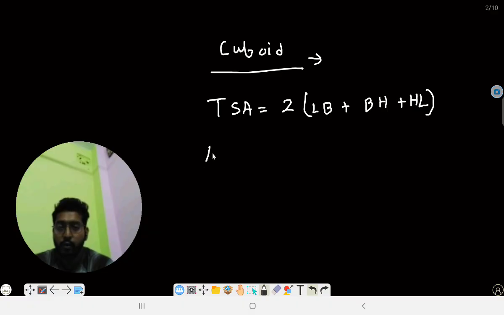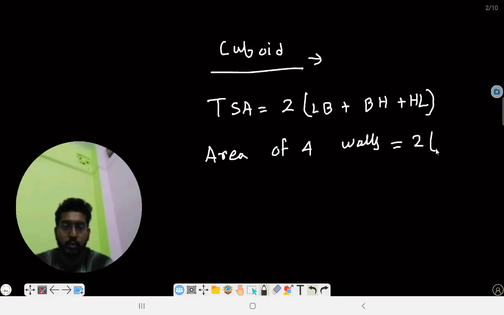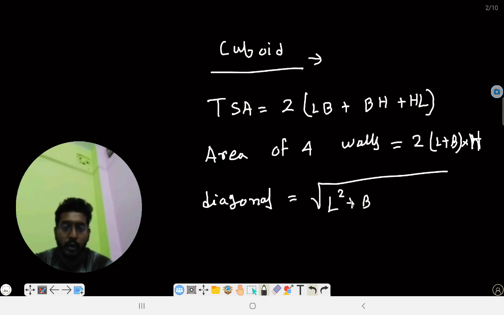Now the area of 4 walls will be 2 into L plus B into H. That will be the area of 4 walls. Now the next one is the diagonal. What is the length of the diagonal? The formula will be root over L square plus B square plus H square. And the next one is the volume. The volume will be L into B into H. Okay, so these are the formulas for a cuboid.